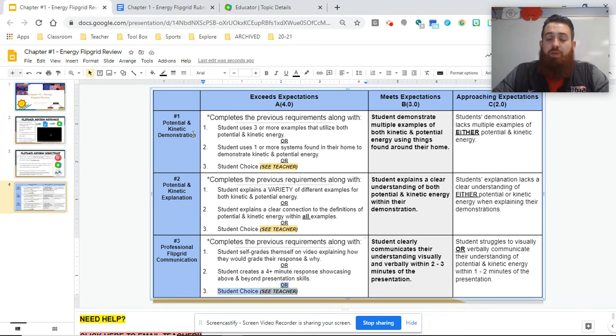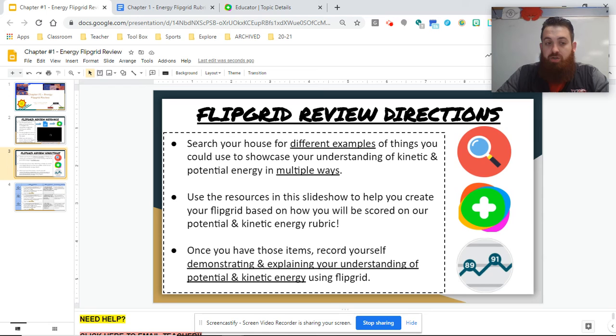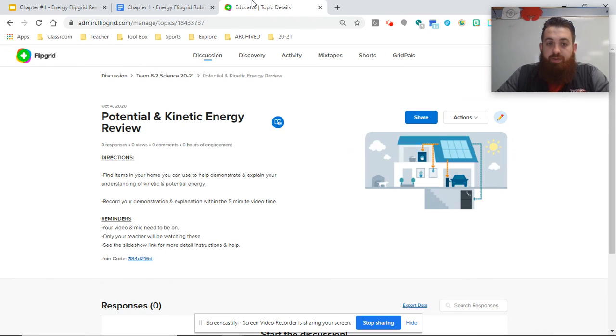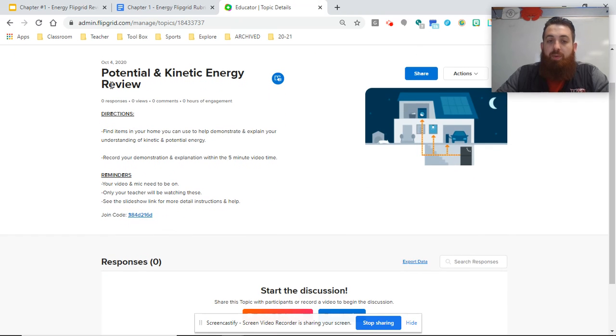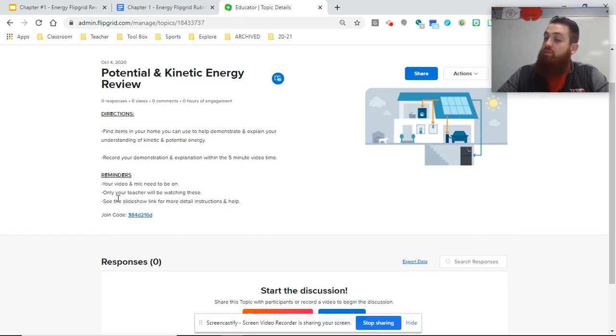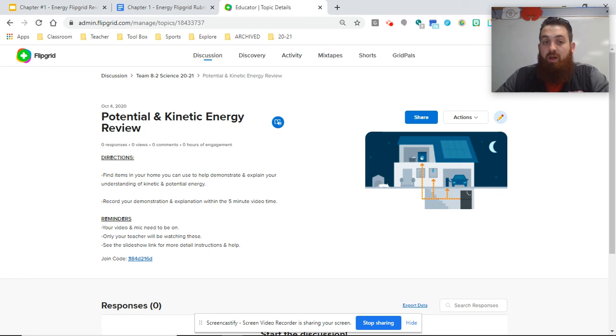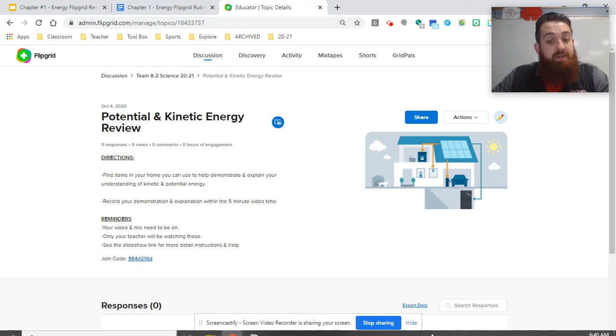So those are the 3 components. That's how you're going to be graded. If you have questions, let me know. Otherwise, at this point, okay, you have the directions. You have the Flipgrid link. When you click on it, it will take you here to our potential and kinetic energy. We have a few directions and some reminders before you get started. And when you're ready, you can go ahead and start your video. If you have questions before you begin, please reach out to me. Otherwise, good luck.